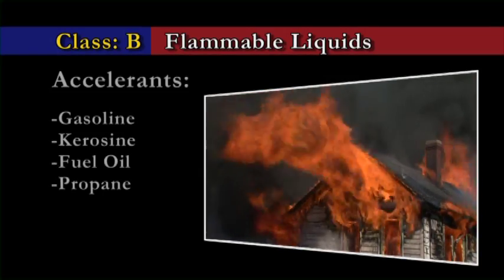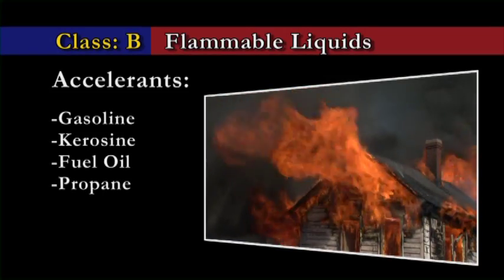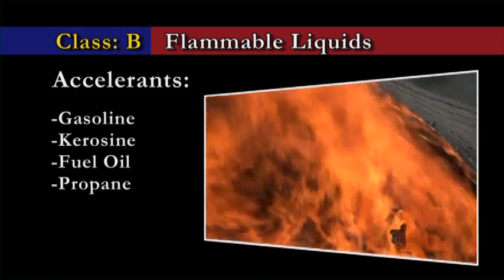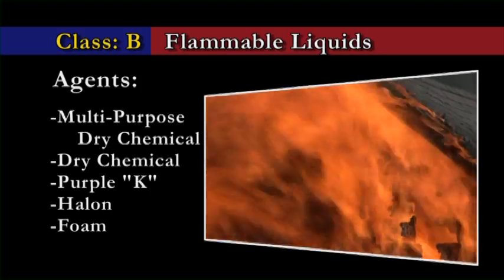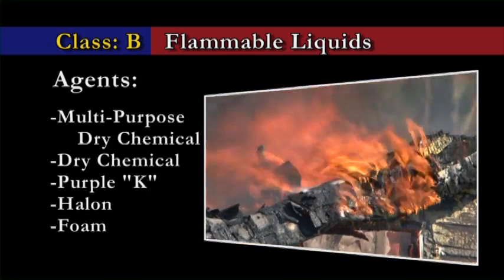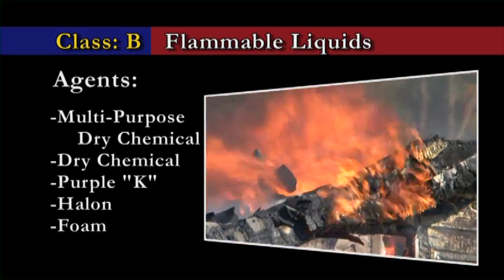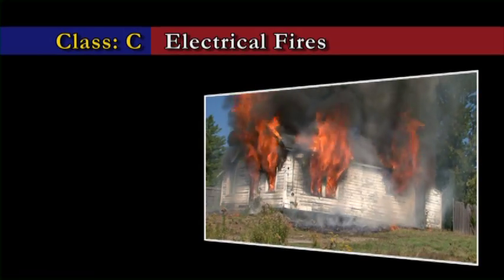It covers flammable liquids like gasoline, kerosene, or fuel oil, and it also includes gases like propane. The agents used to fight this type of flame are a multi-purpose dry chemical, a dry chemical, purple K, halon, and foam. Now we'll look at Class C.